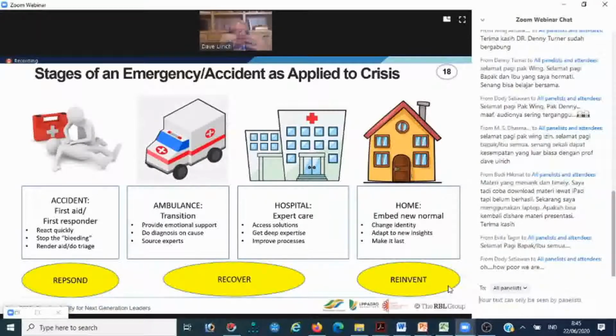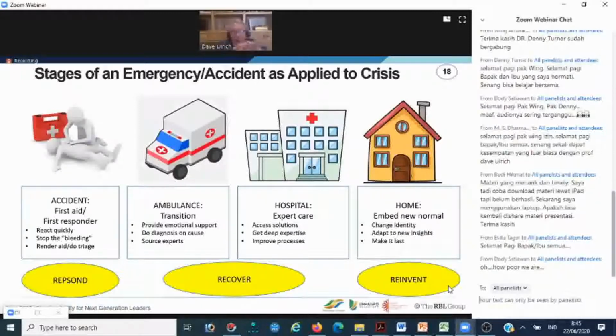Then in terms of an accident, we got in an ambulance and we went to a hospital. And there we're trying to recover. So for the last 12 weeks, we've been in a recovery mode. In the ambulance, you get your emotional support. In the hospital, you get solutions. We're learning now to live with this pandemic. And then we go home again. And we've got to reinvent. We've got to embed those new learnings and adapt.